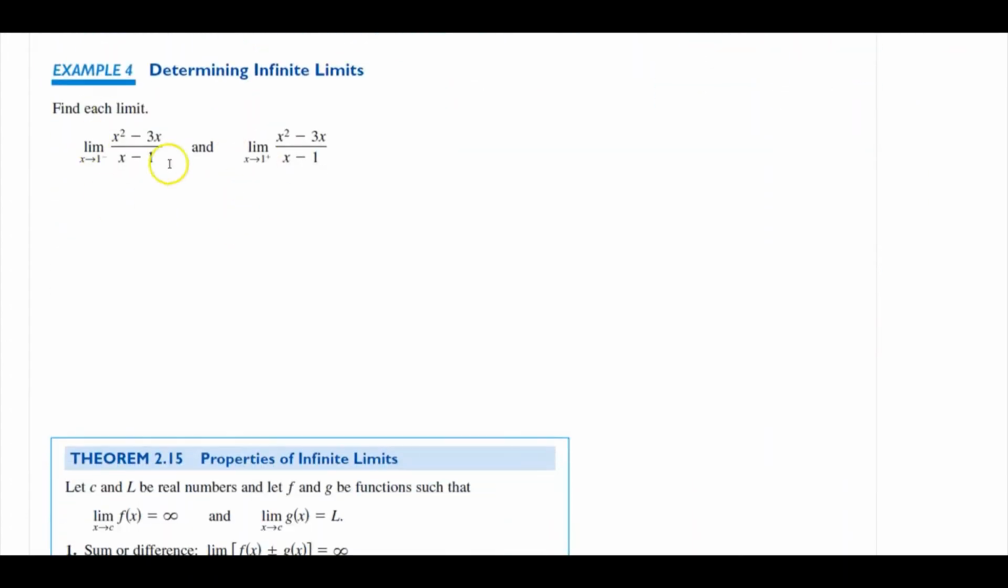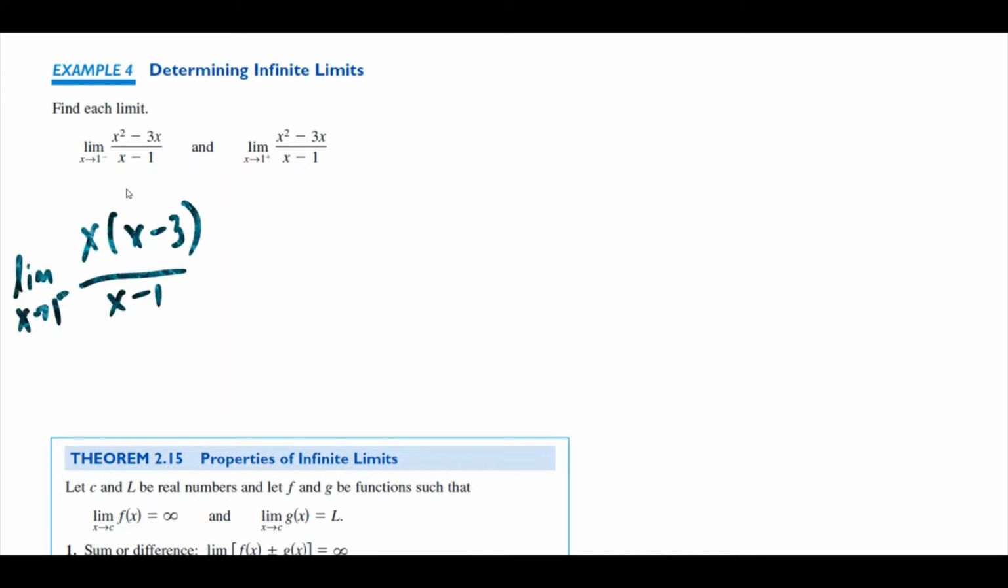So let's look at these. Find each limit. The limit as x approaches 1 from the left of x squared minus 3x over x minus 1, and the limit as x approaches positive 1 from the right of x squared minus 3x all over x minus 1. So can we cancel things out with factoring? Let's see. So we have x times x minus 3 all over x minus 1. And that doesn't really get us anywhere, but it was helpful just to check.